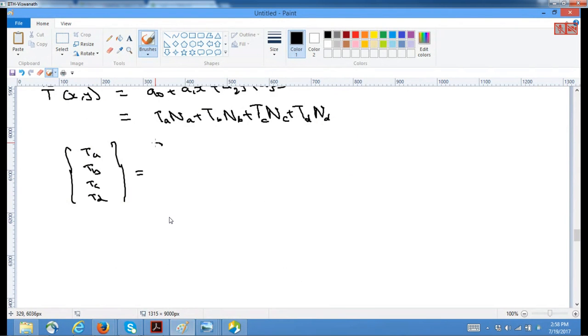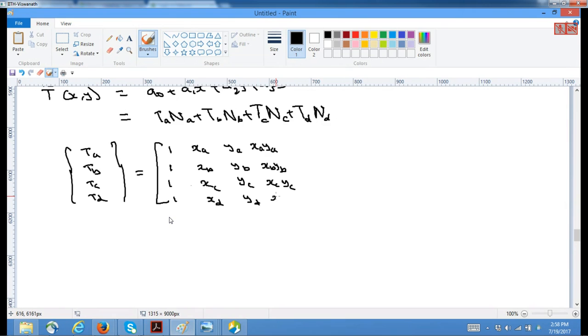If I substitute, this one is 1, xa, ya, xa ya. Basis function is 1, x, y and xy. Similarly, 1, xb, yb, xb yb, 1, xc, yc, xc yc, 1, xd, yd, xd yd. This is nothing but my basis function x. This form is obtained by the basis function.